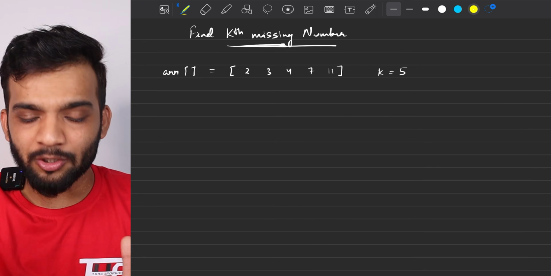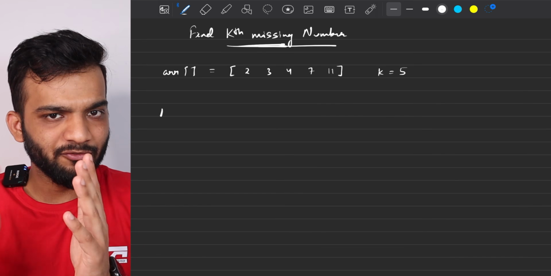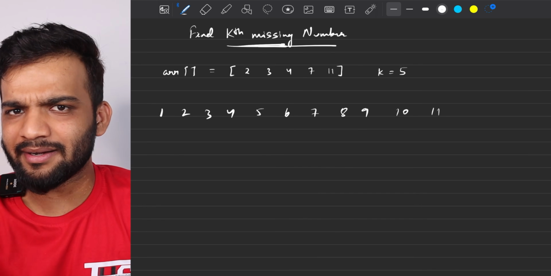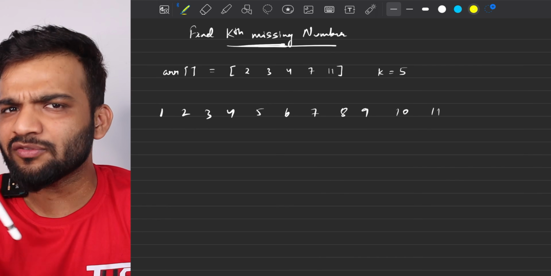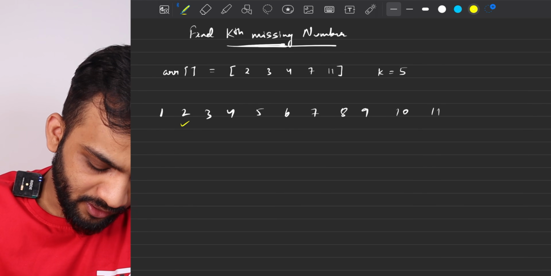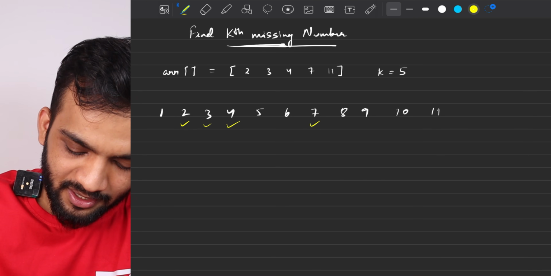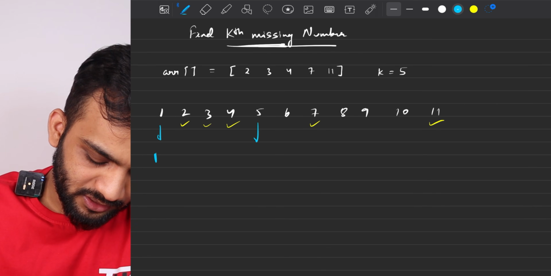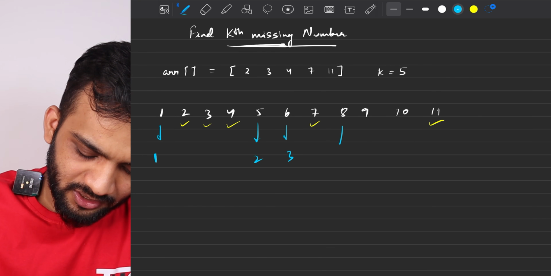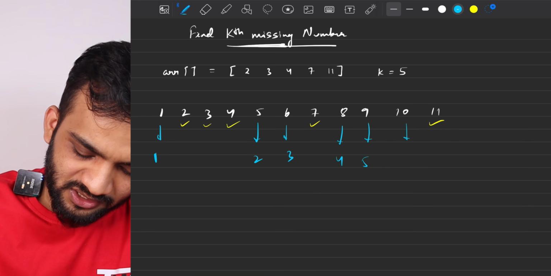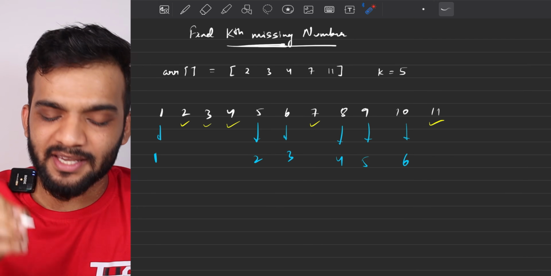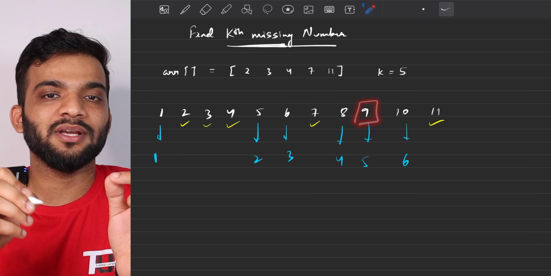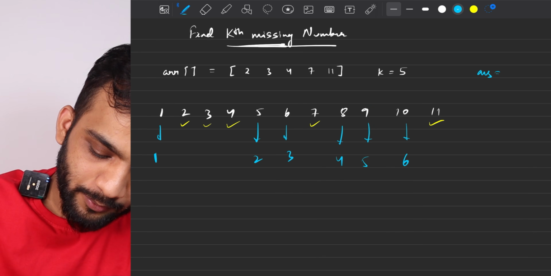If I start writing all the positive numbers, they start from 1, so let's quickly write them till 11. Now if I ask you which of the numbers are missing, you can say 2 is there, 3 is there, 4 is there, 7 is there, 11 is there. So apparently, this is the first number that is missing, this is the second, this is the third, the fourth, the fifth, the sixth. And the question is specifically asking you to figure out the fifth missing number. If you carefully see, the fifth missing number is 9. So this is what you have to return, which is basically 9.